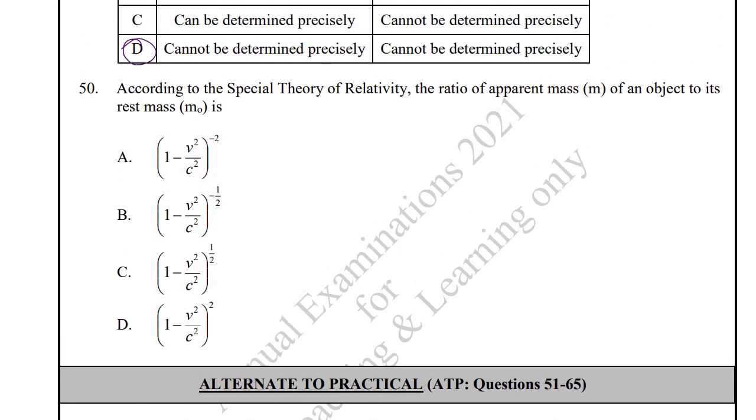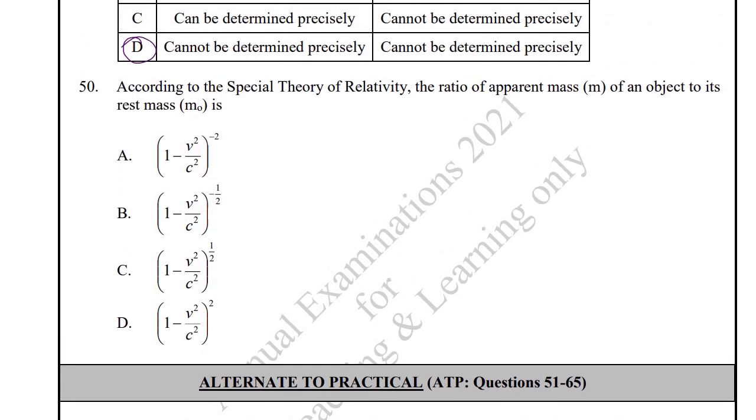Let's come to the last question of this theory paper. According to the special theory of relativity, the ratio of apparent mass of an object to its rest mass is equal to. The formula from the theory of relativity is m over m naught, where m is the apparent mass and m naught is the rest mass. It equals 1 over square root of 1 minus v square over c square.